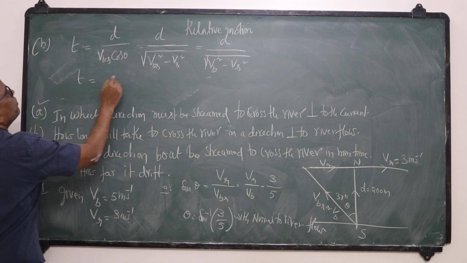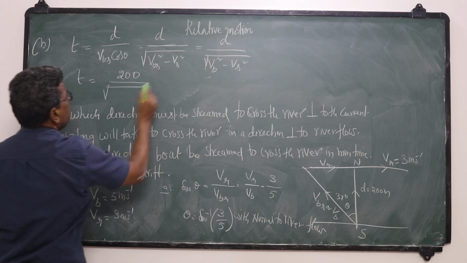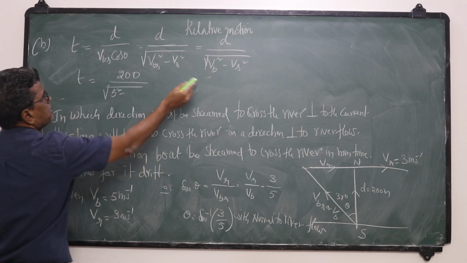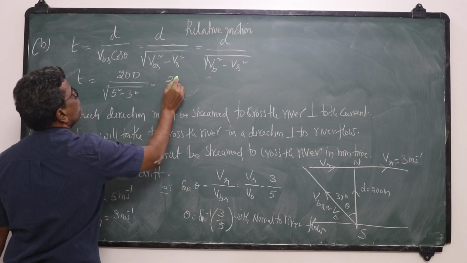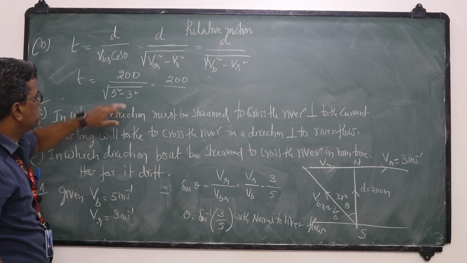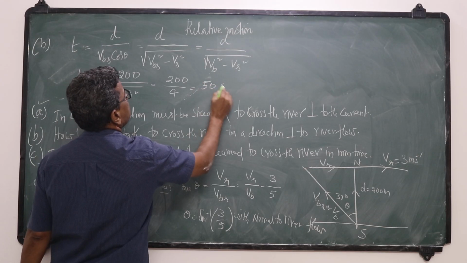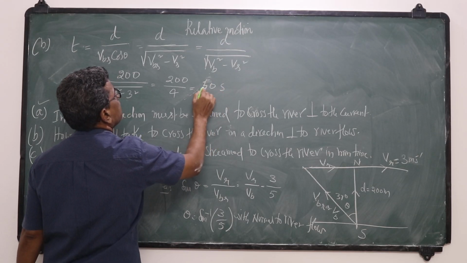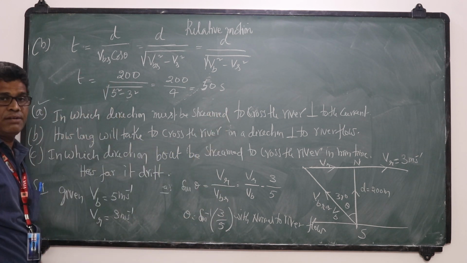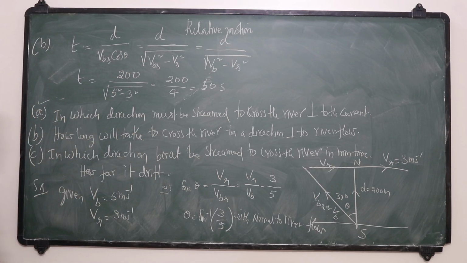T is equal to D. The width of the river is 200 meters, divided by the square root of VB squared minus VR squared. VB is given as 5, so 5 squared minus 3 squared: that is 200 by the square root of 25 minus 9, which is 16, and the square root of 16 is 4. So that is 200 by 4, 50 seconds. So to cross the 200 meter width of the river, it will take 50 seconds. Clear? Next.